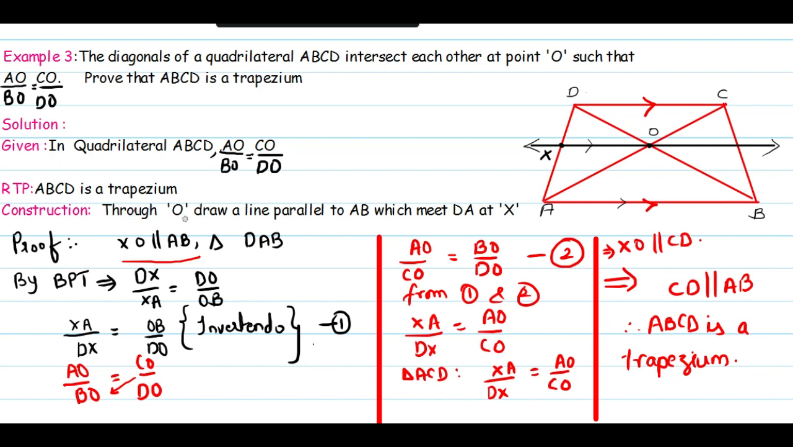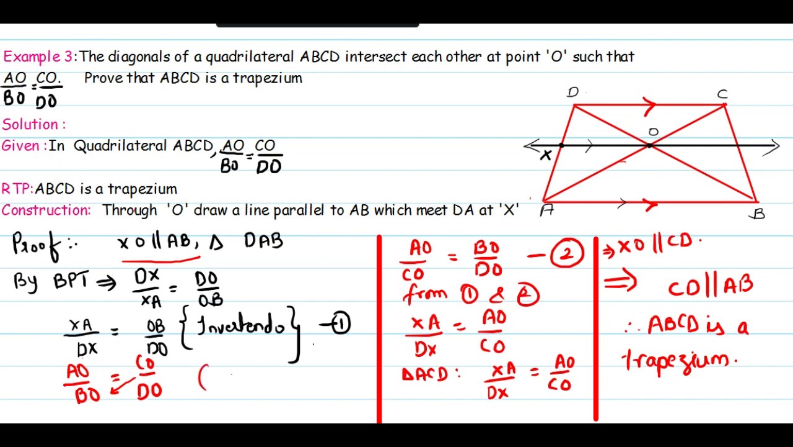So, for this we have done a construction through O in such a manner that XO is parallel to AB, and this XO meets AD at X. So, we can apply the BPT to the triangle DAB. So, we get DX by XA is equal to DO by OB. We can write the reverse of these ratios, which will in turn be equal to each other. So, this DX by XA can be written as XA by DX, that is equal to OB by DO.